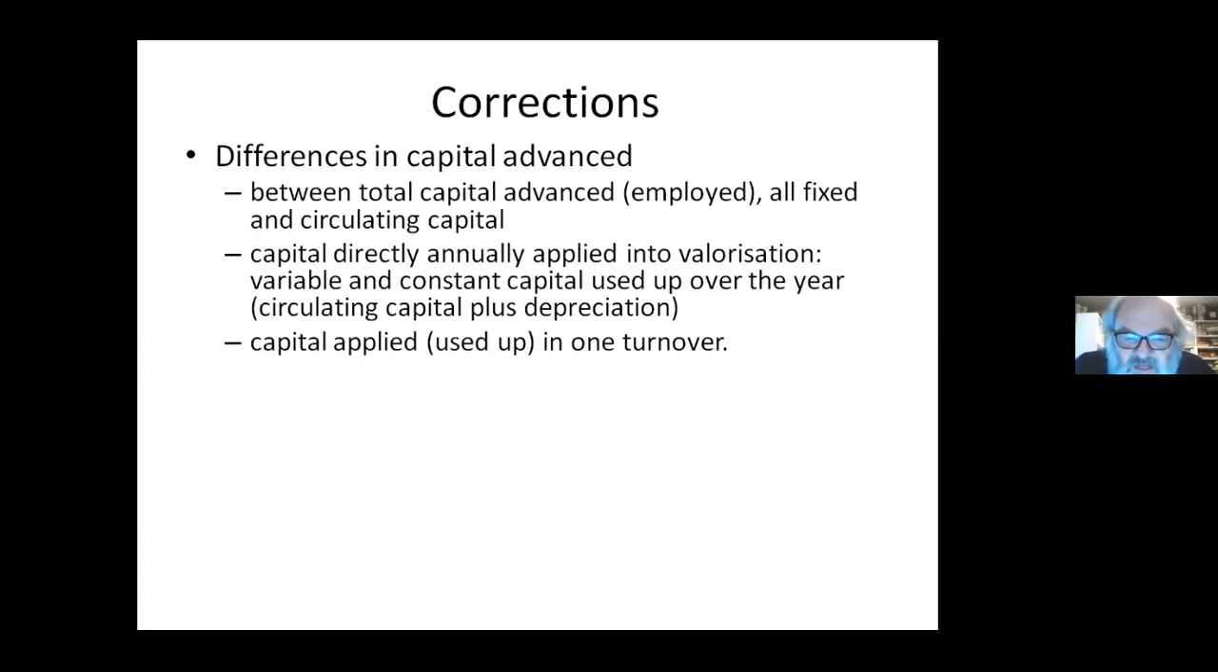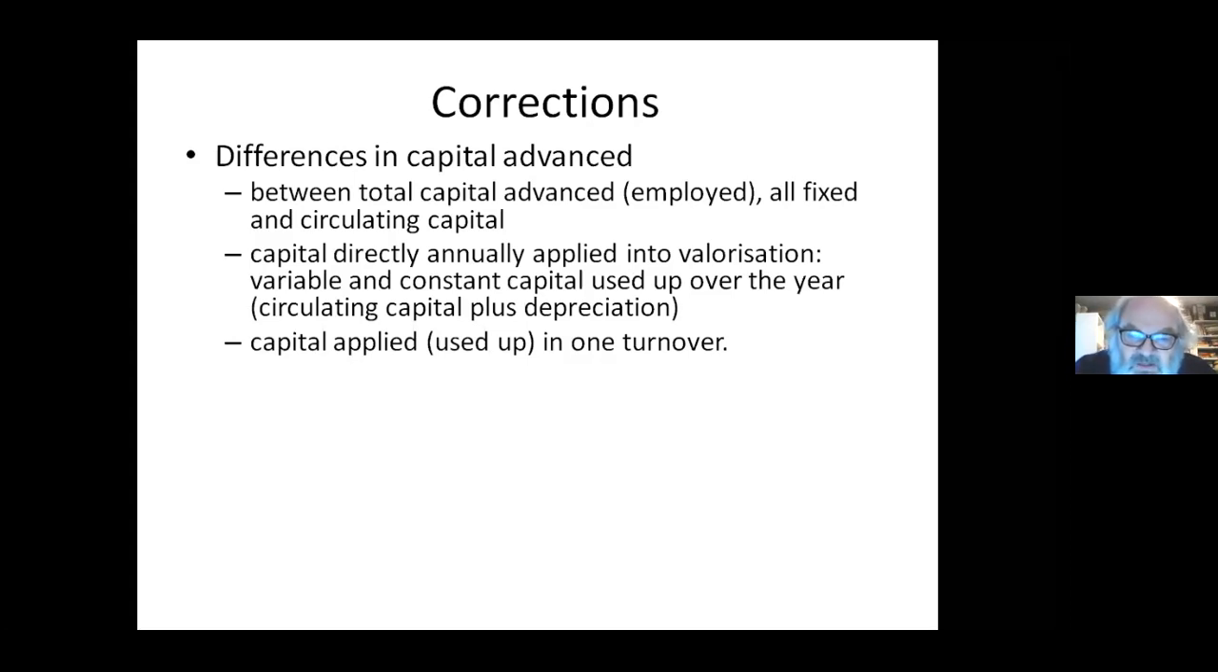produced in a given year. And this used up capital comprises circulating capital, which is the raw materials and ancillary products, as well as the wages. But there is also an element of depreciation. So some of the value of the fixed capital, that is the buildings and machines, also gets passed over during the course of a year. So that's the second amount of capital, which must be less than the total capital advanced.